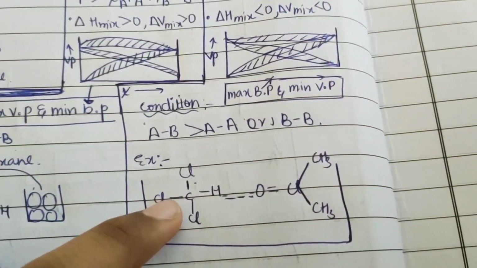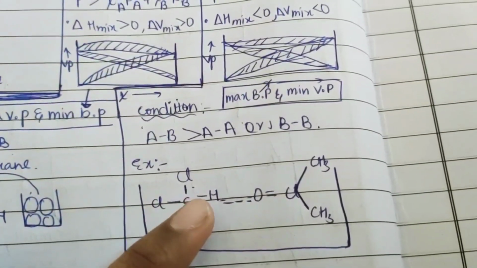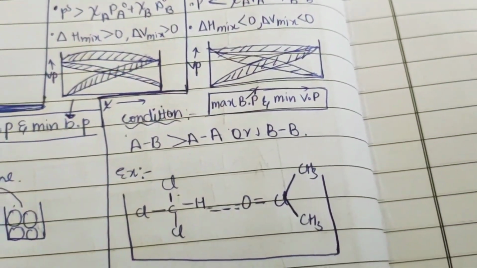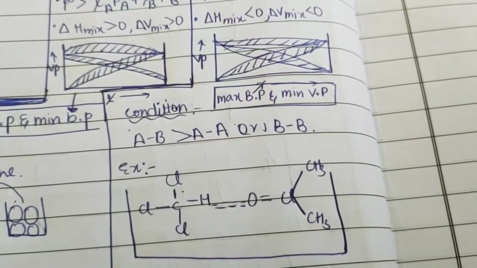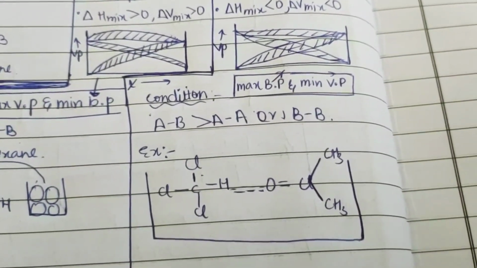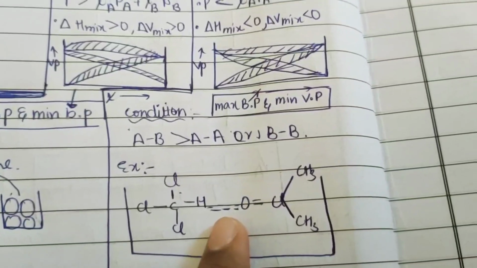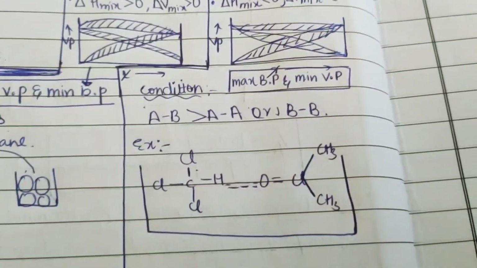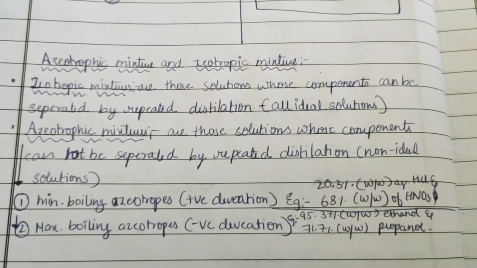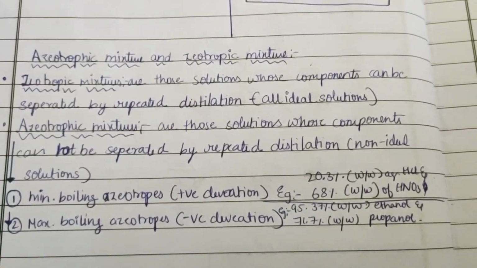Whereas here you can see the example is CHCl3 with CH3COCH3, where it forms a hydrogen bond between these two, so it is hard to break or evaporate them.